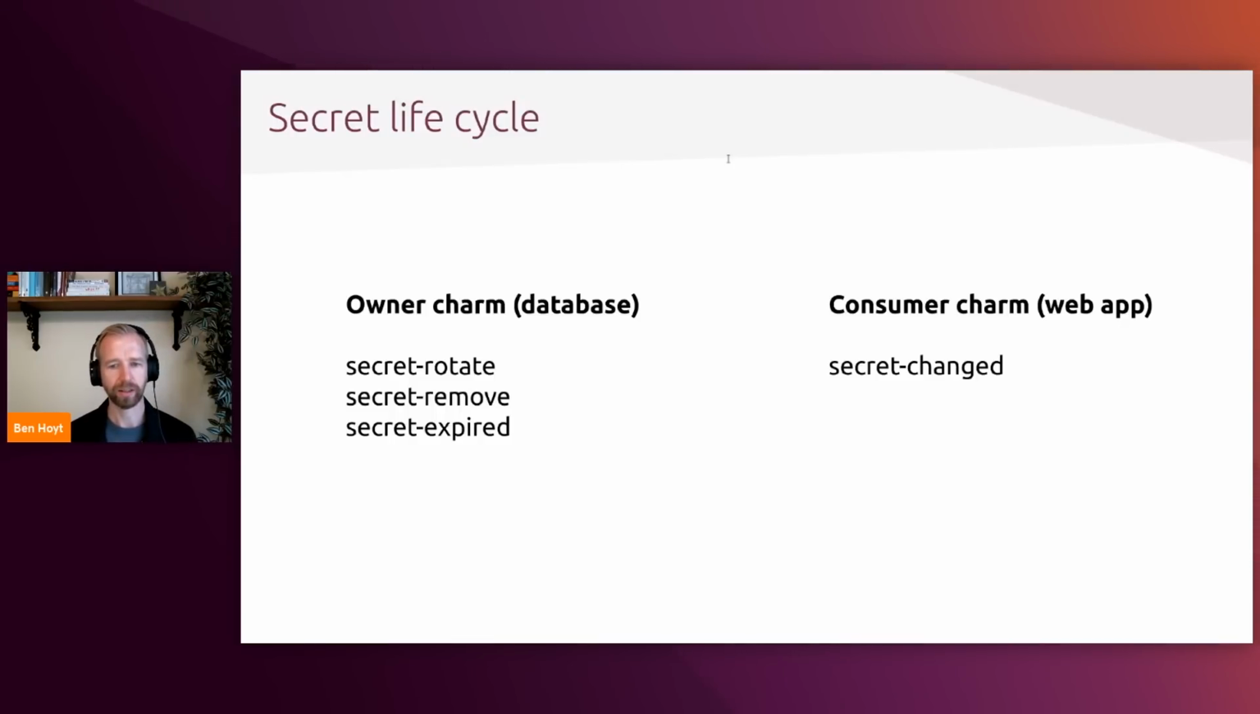Secret rotate, which means the charm should create new secret content for rotation. Secret remove, meaning that a secret has been rotated, all the consumers have picked it up, and now the charm can remove the old secret content that's been rotated out. And secret expired, meaning that the secret's expired and that the secret content should be removed.